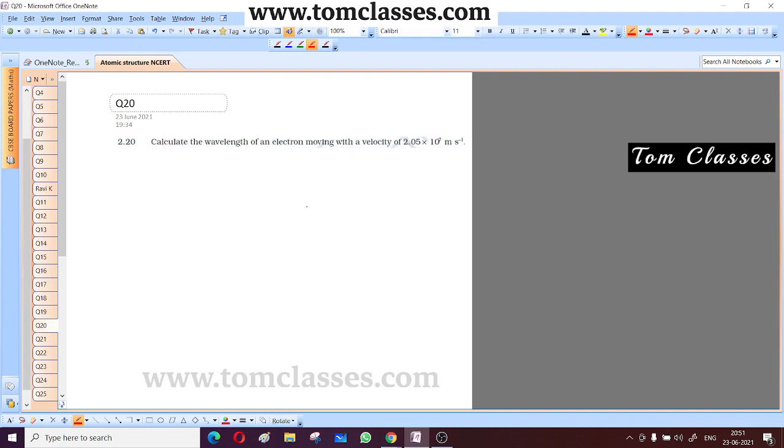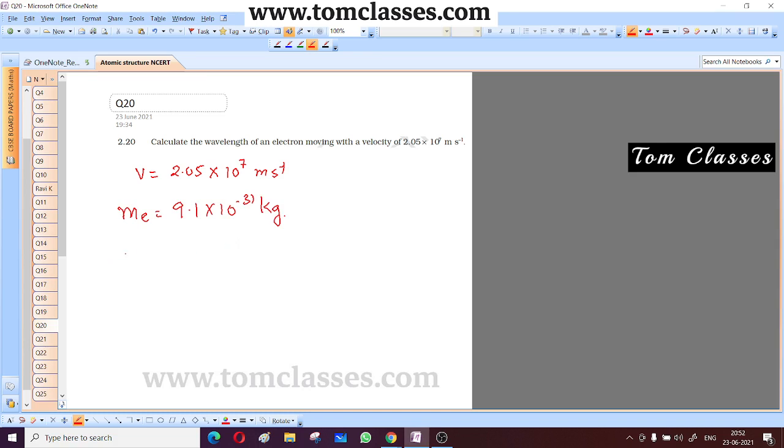Calculate the wavelength of an electron moving with a velocity of this much. So the velocity of the electron is how much? This is 2.05 × 10^7 meter per second, right? So we have to calculate the wavelength. We know the mass of the electron. So what is the mass? That is 9.1 × 10^-31 kg, right?